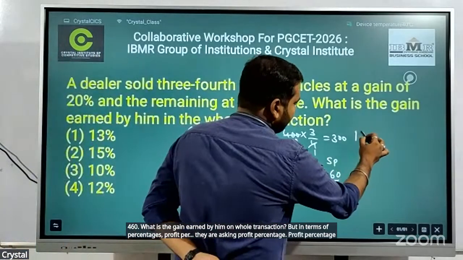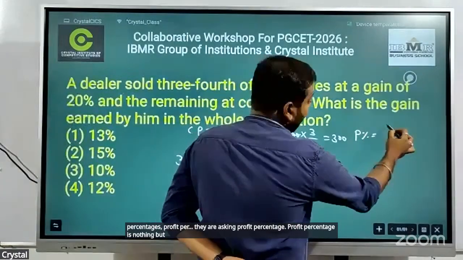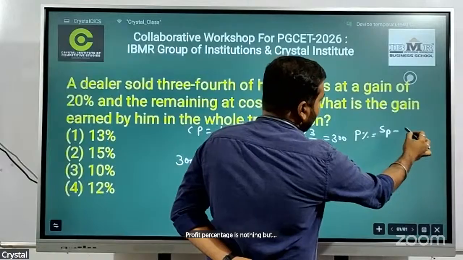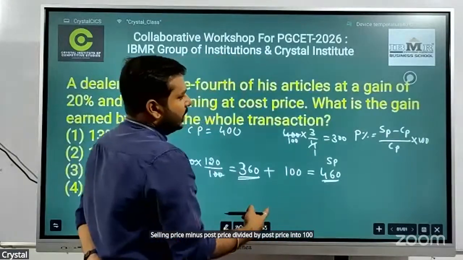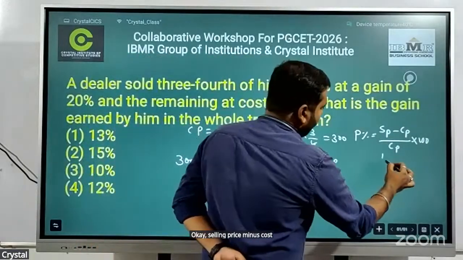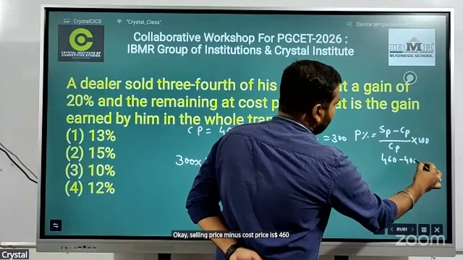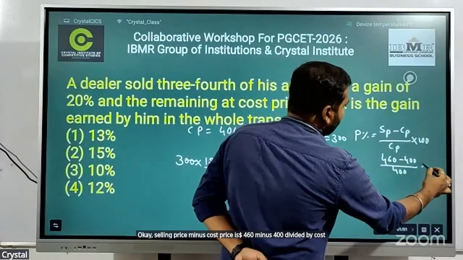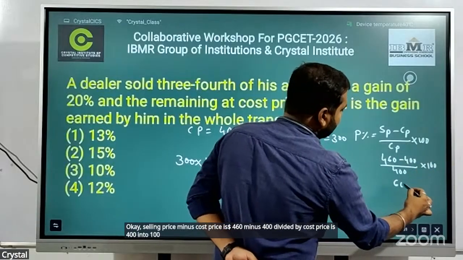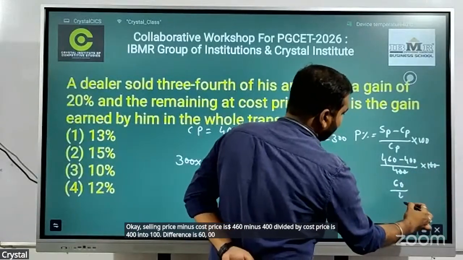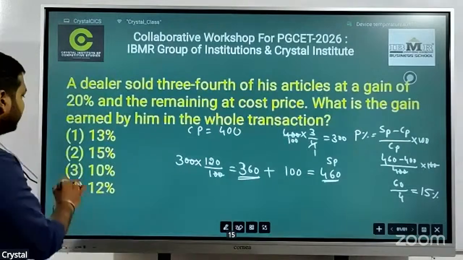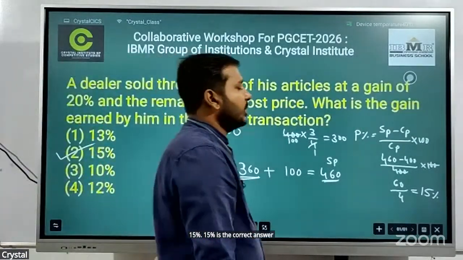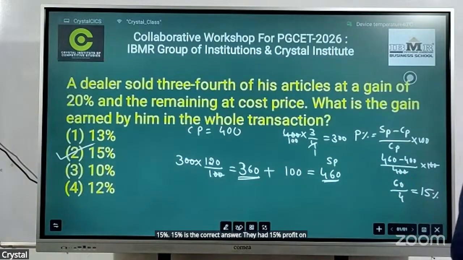Profit percentage is nothing but selling price minus cost price divided by cost price into 100. Selling price minus cost price is 460 minus 400, divided by cost price 400, into 100. The difference is 60. Double zero, double zero can cancel. 60 divided by 4 is nothing but 15%. 15% is the correct answer. They had 15% profit on the whole transaction. Okay, 15%, correct. Good.